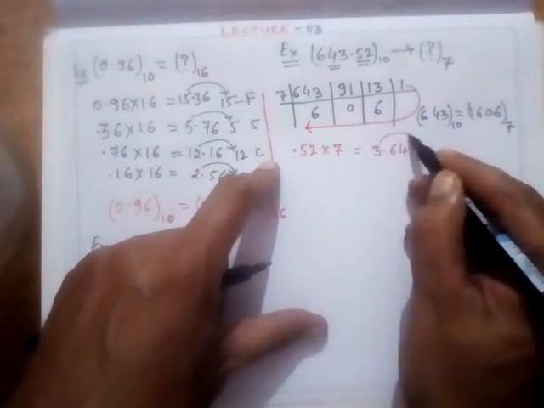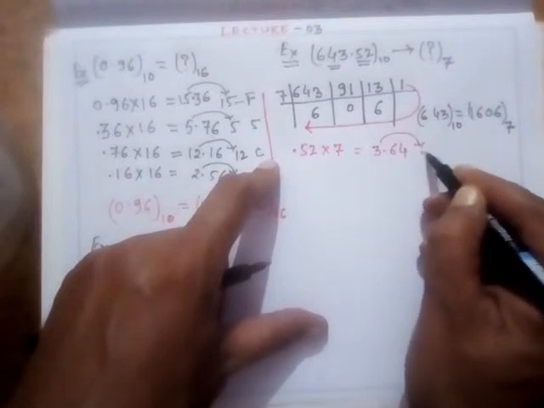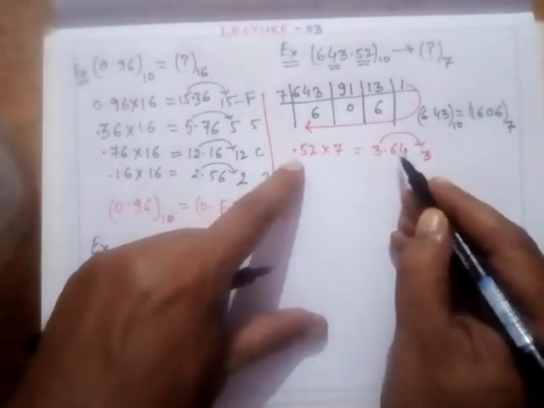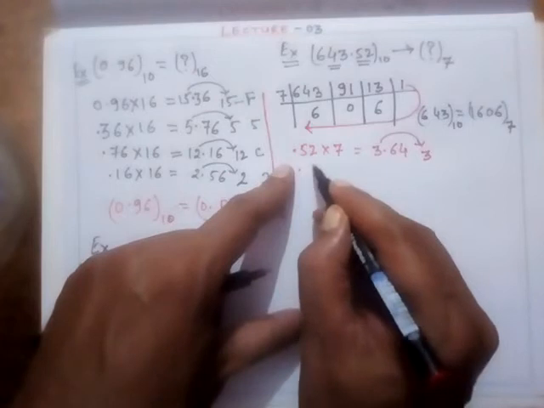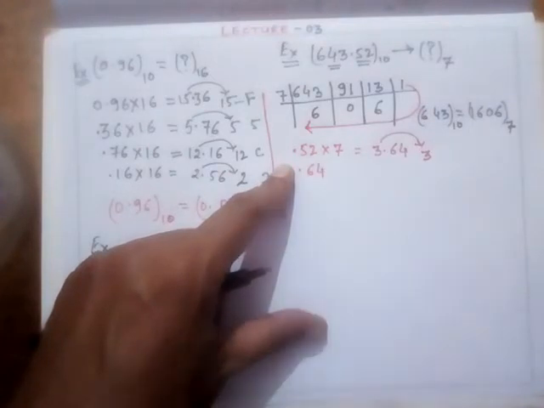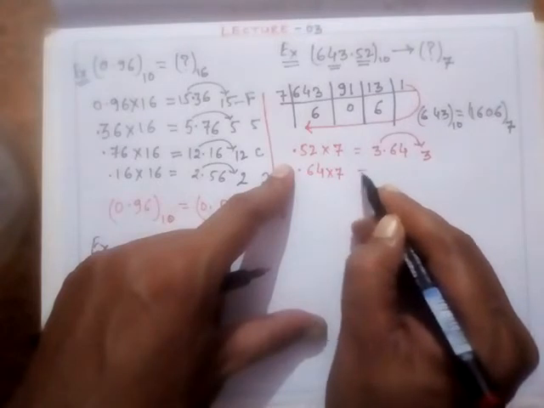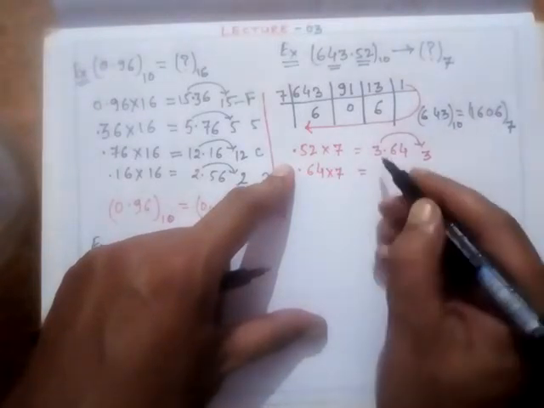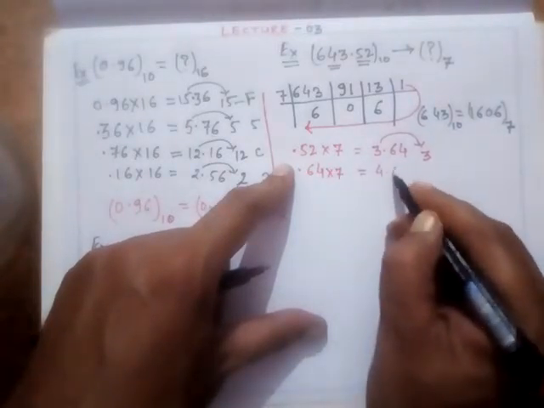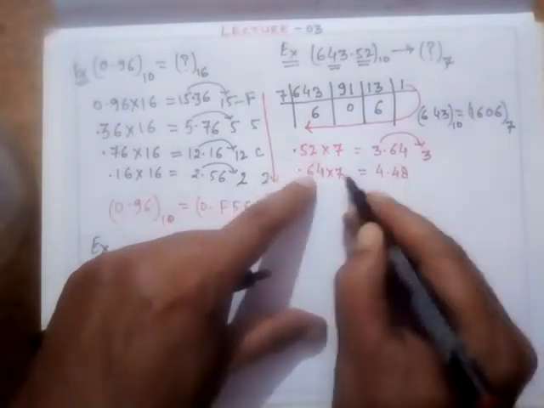3.64. Again I write this 3 here, and this 0.64 here. I multiply this by 7 again, so it will be 4.48. This is multiplied by this.